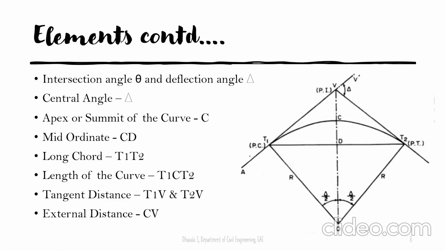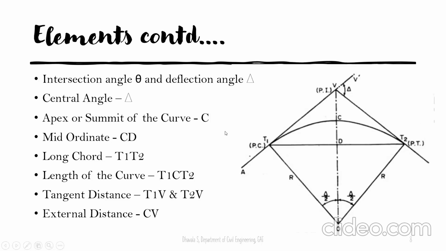Now other elements are intersection angle and deflection angle. At the point of intersection, we have two different angles. One is delta and another is theta. Angle T1 V T2 will be called as intersection angle, and V dash V T2 will be called as deflection angle delta. Whatever deflection angle we get over here will be the same at the center of the circle, which is the central angle, that is T1 O T2.